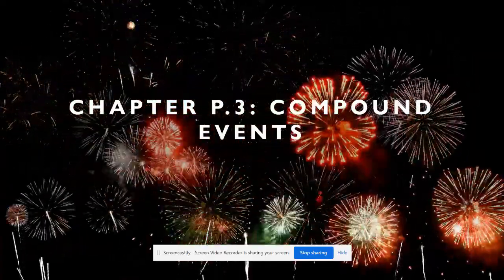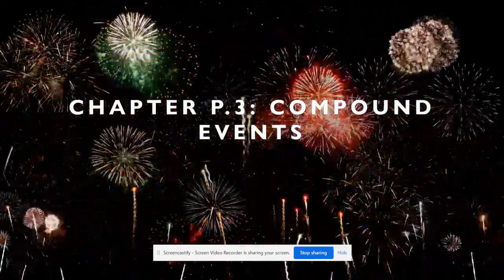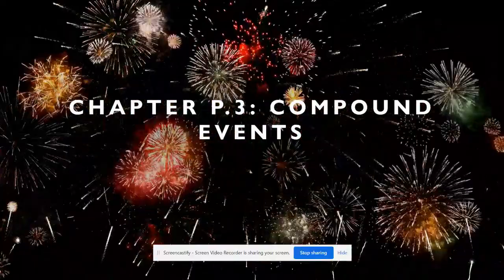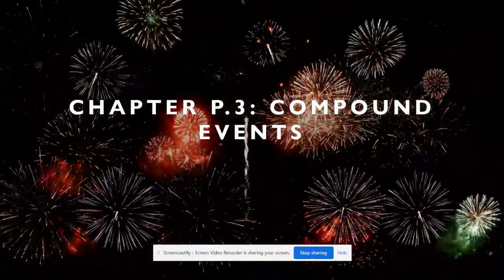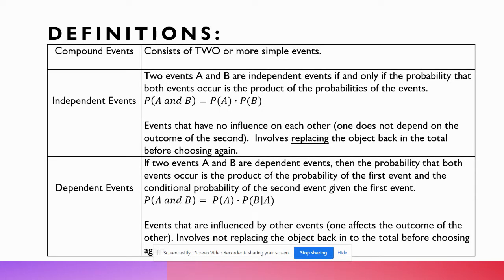Welcome back, everybody. Continuing our probability unit, we're going to talk about compound events today. Compound events consist of two or more simple events. So I am spinning a spinner and flipping a coin. I am rolling a die and playing rock, paper, scissors.